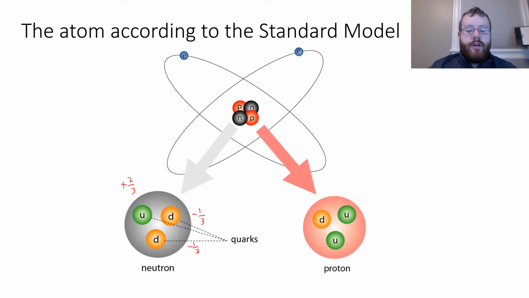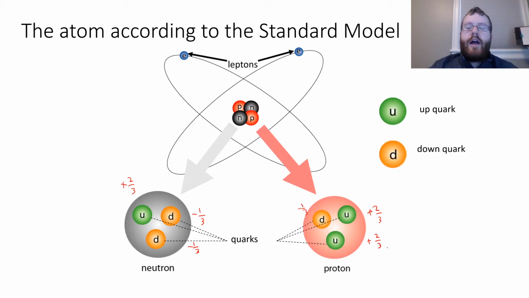Protons work very similar, except it has 2 up quarks. So we have plus 2/3, plus 2/3, minus 1/3. And if we add those all up, we get a plus 1 charge, which is what a proton is known for. And finally, we have our electrons at the top, which are just leptons, which means they are fundamental. They don't actually get broken down into anything else, and they have that -1 charge.